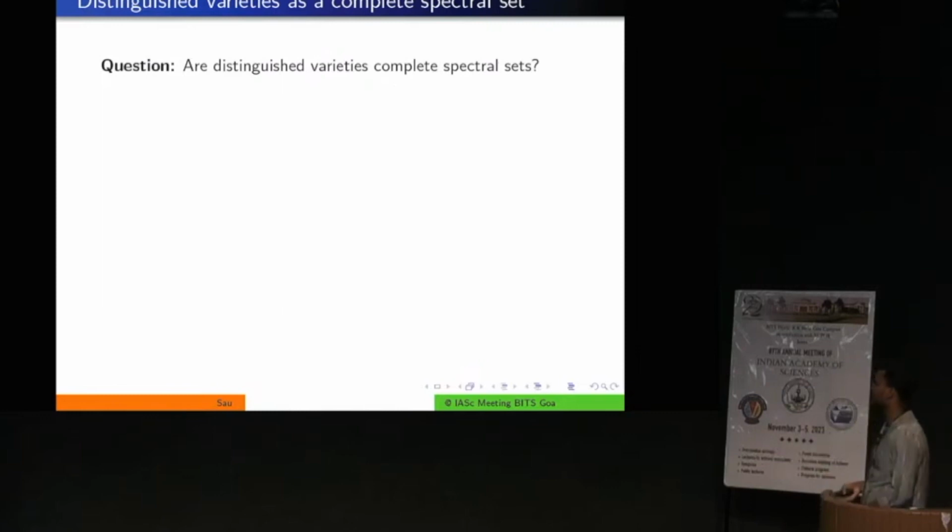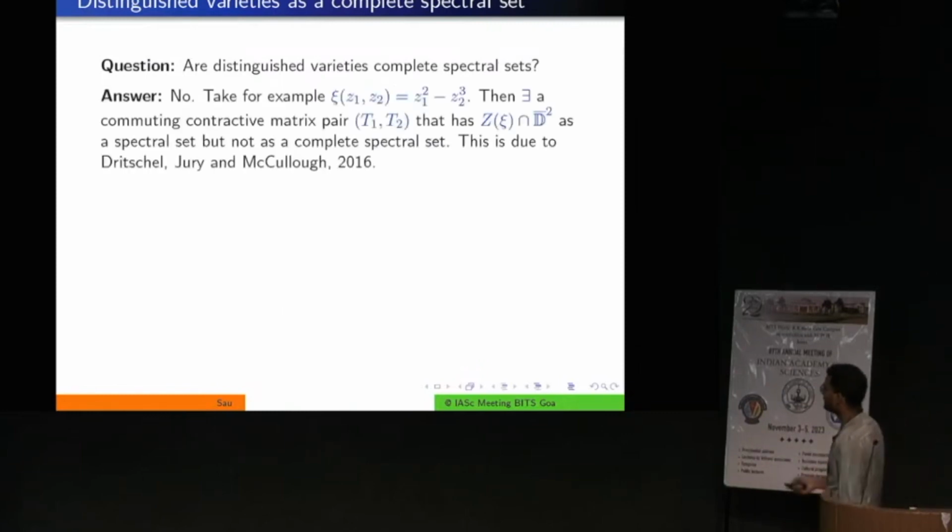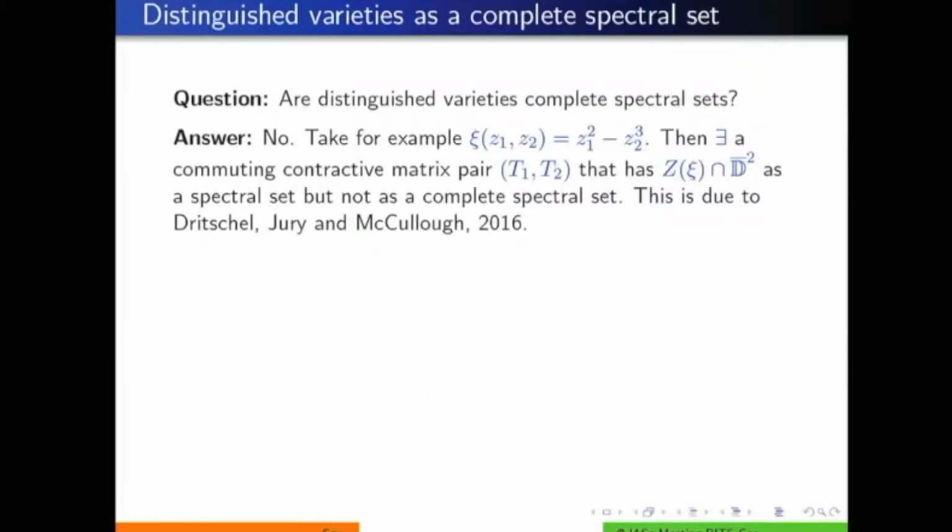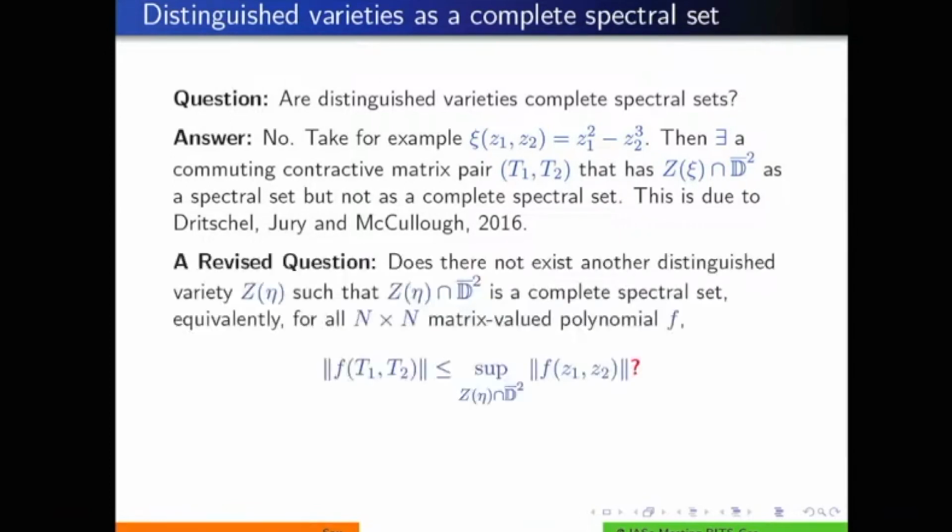First question is, are distinguished varieties complete spectral sets? The answer is no, and there are examples. If you take this example, we saw that this is a distinguished variety. Then there is a commuting contractive matrix pair which has this as a spectral set, but not a complete spectral set. That's what it means by it fails. That's what it means by a certain set not being a complete spectral set. It is a spectral set for some pair, but it's not a complete spectral set. And please note that the example is found in the finite dimension case. We are asking a revised question. We're revising the question.